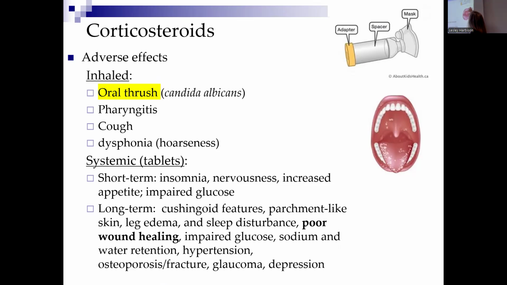This is a picture of the spacer. You would adapt the inhaler to the end, and then you would deposit the medicine, and then you would take a deep breath to get it down. It holds the medicine in the spacer, and then you take a super nice big deep breath and it just shoots it down into your lungs. So it minimizes the amount of medication that's in your mouth and how long it stays in your mouth. So that's what that spacer is for.